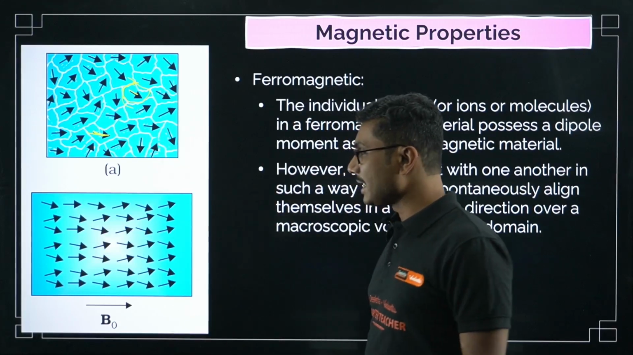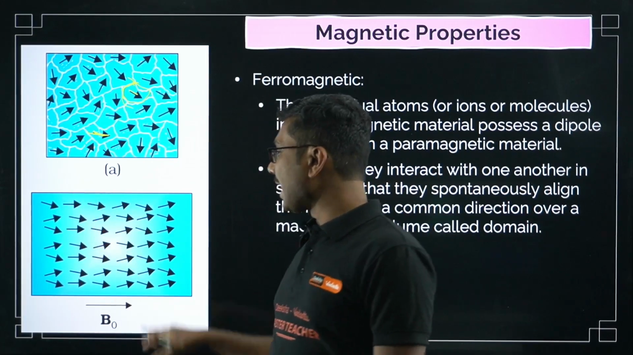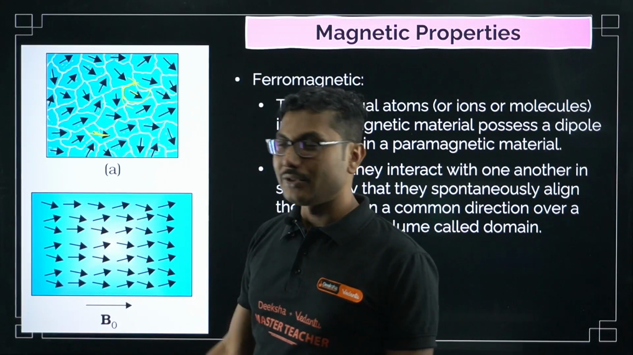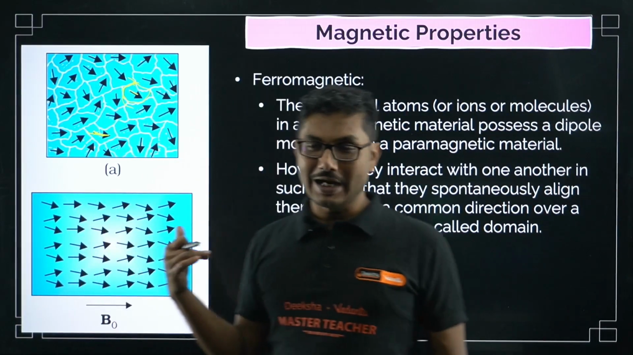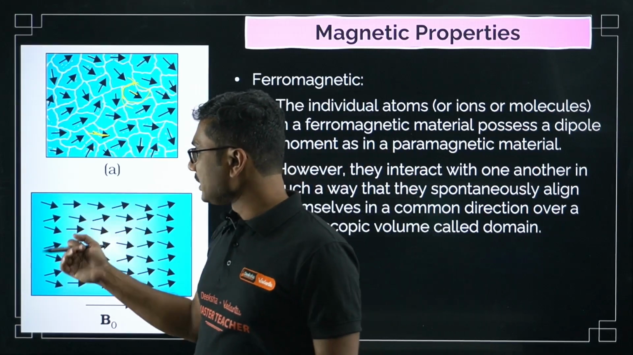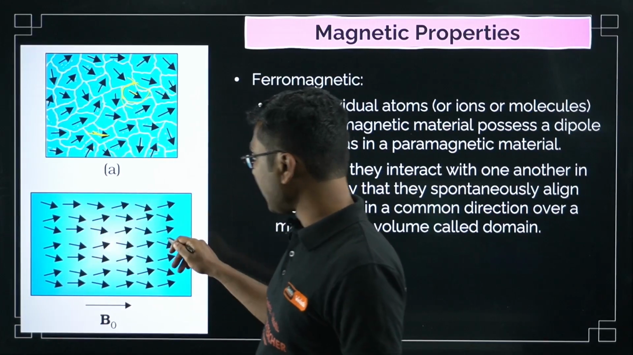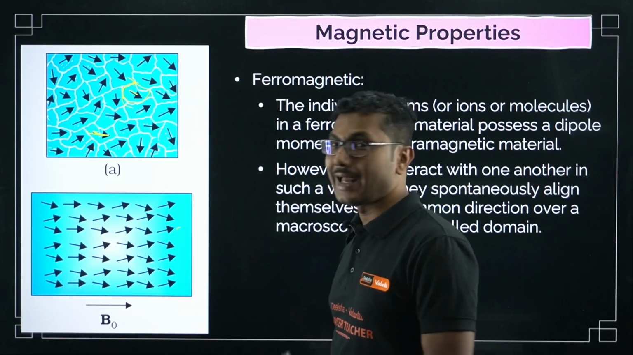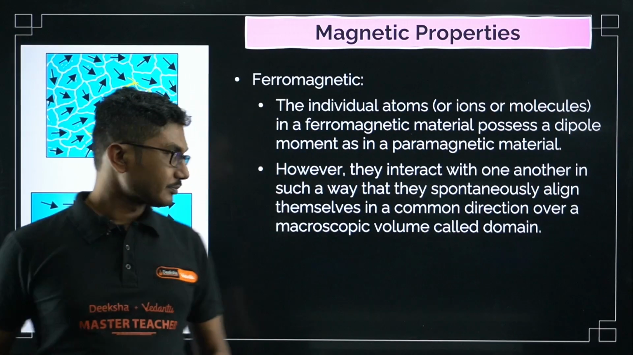Now if you apply an external magnetic field, domains generally align in a particular direction, giving you the induced magnetic field in this, right? Now domains are not perfectly aligned. Even in the diagram you can see that domains are not perfectly aligned. They have some distortion in their alignment as well.